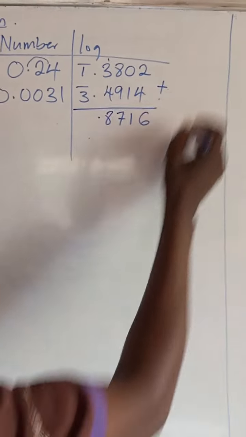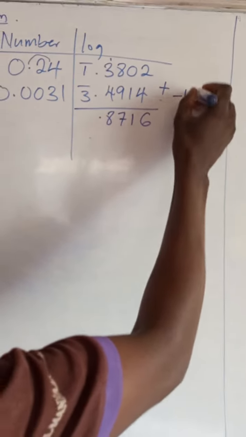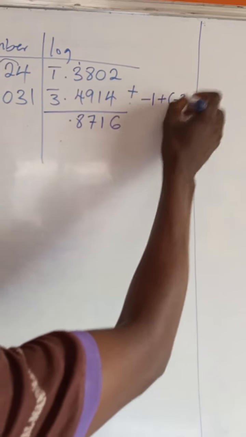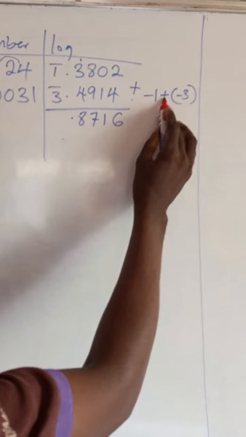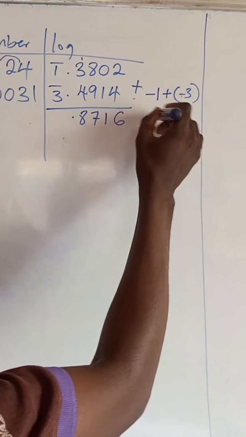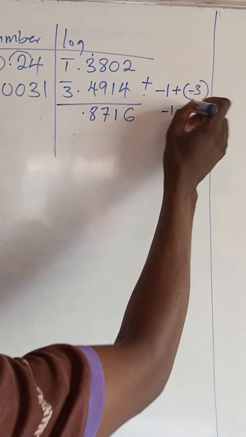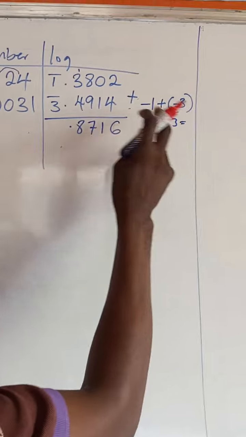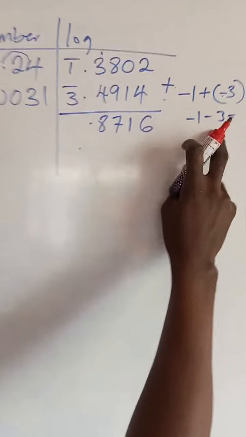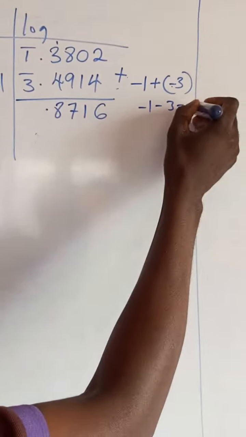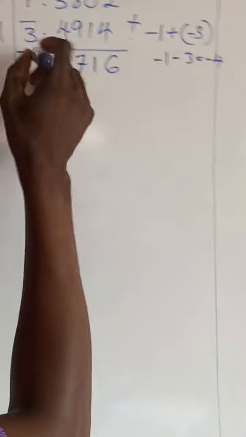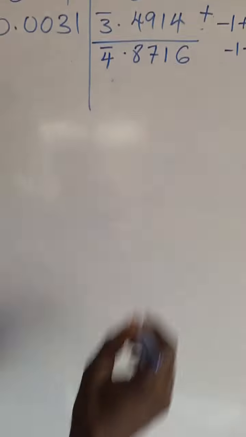Now let's write it out. -1 plus -3. Minus plus minus will give us minus, of course. So finally, -1 -3 will give us -4. So that this one now will be bar 4.